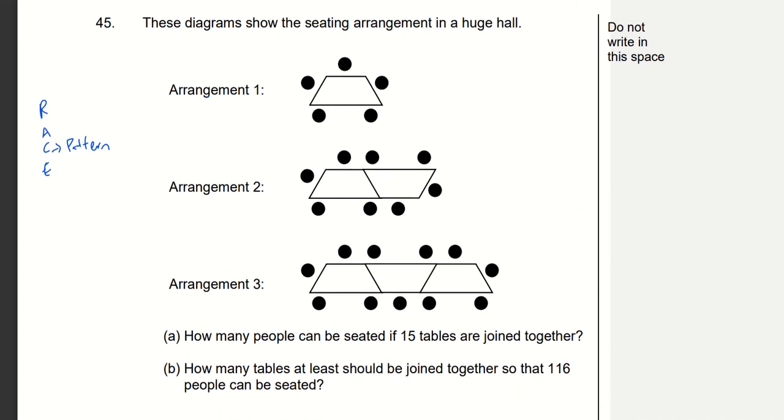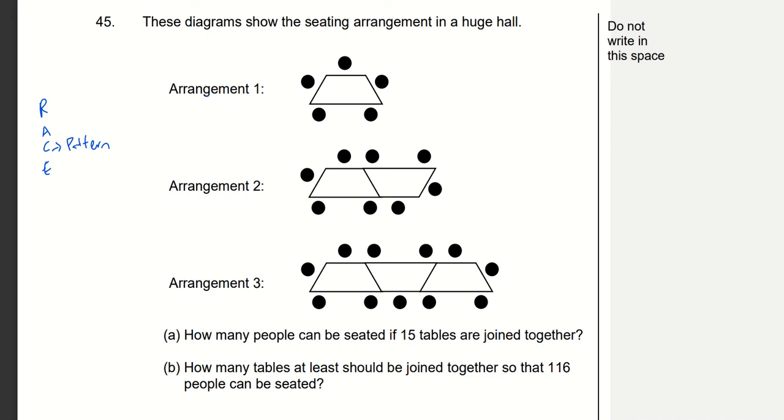The question says arrangement 1, arrangement 2, and arrangement 3. So that's the pattern number that goes. There's one table for arrangement 1, 2 tables for arrangement 2, 3 tables for arrangement 3. And I suppose you'll be able to understand that arrangement 4 will mean 4 tables, arrangement 5 will mean 5 tables, and so on. Okay, so question A: how many people can be seated if 15 tables are joined together? That's the first question. The second question, B: how many tables at least should be joined together so that 116 people can be seated?